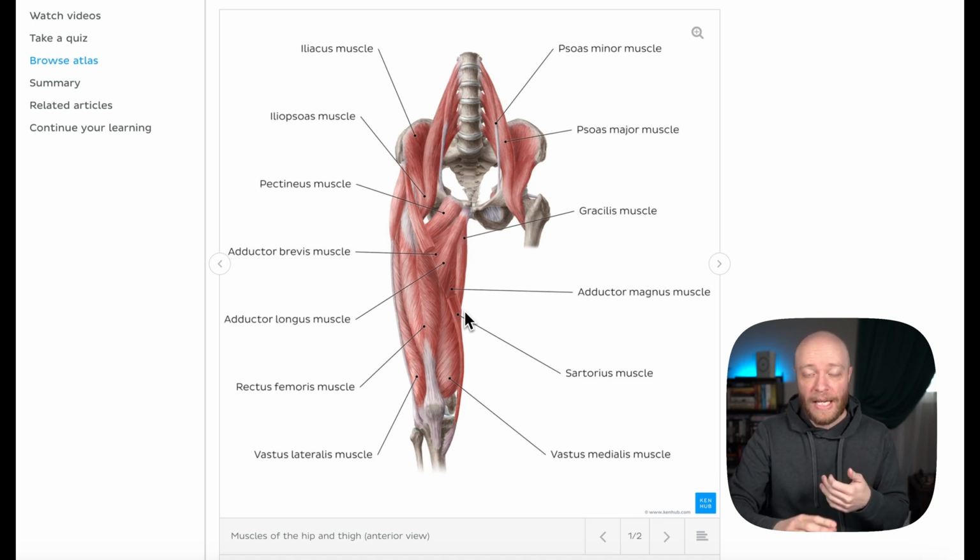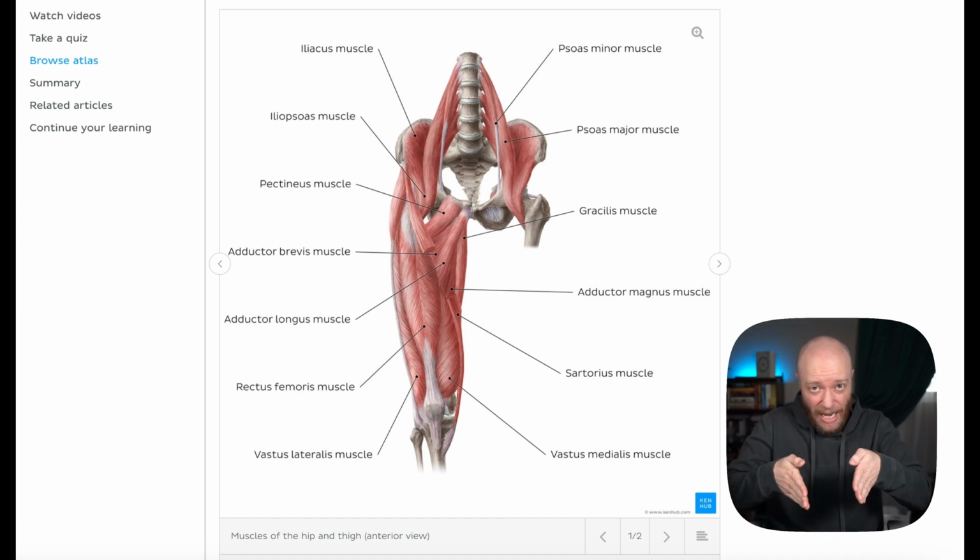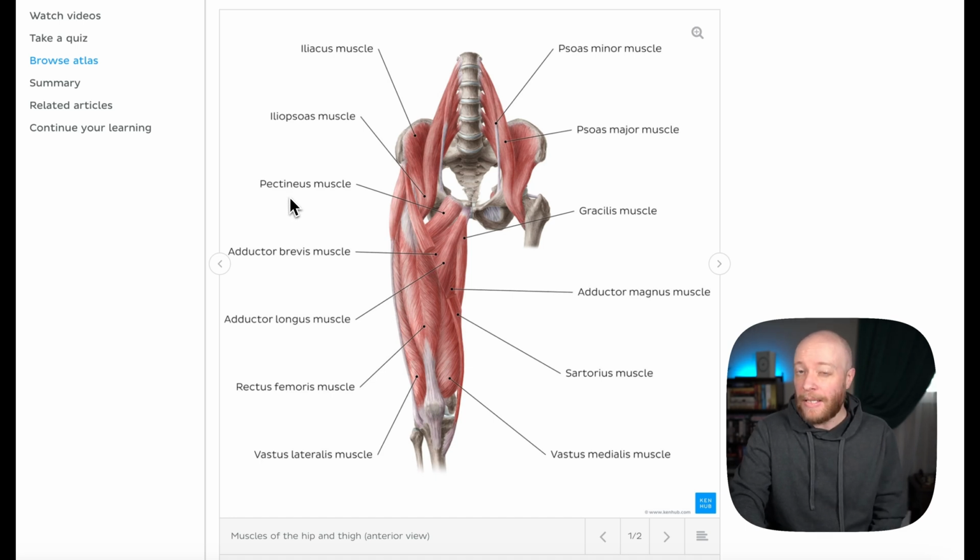Now, gracilis is the most medial thigh muscle. So if you were to feel basically from the groin all the way down past the knee on the inside of the legs, that is going to be the gracilis. But then the other muscle I want to bring your attention to is what's called pectineus. Pectineus is an adductor, but like gracilis, they don't have adductor in their name. So pectineus is also going to perform flexion of the hip.